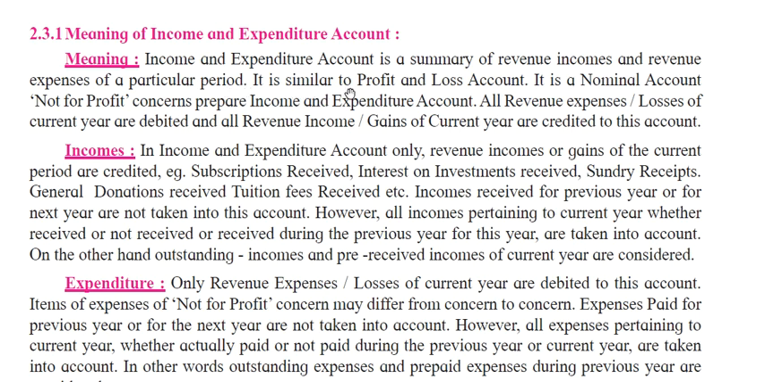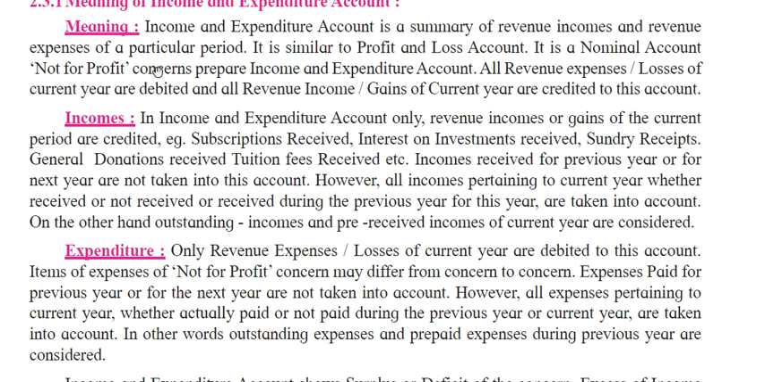It is similar to a profit and loss account. It is a nominal account, prepared by a not-for-profit concern. In the income and expenditure account, all revenue expenses and losses of the current year are debited, and all revenue incomes and gains of the current year are credited to this account. And this is the meaning of the income and expenditure account.